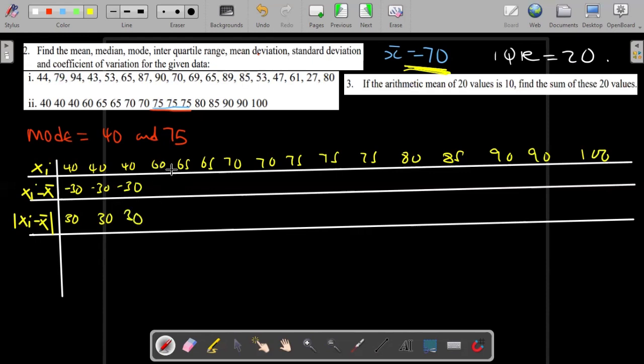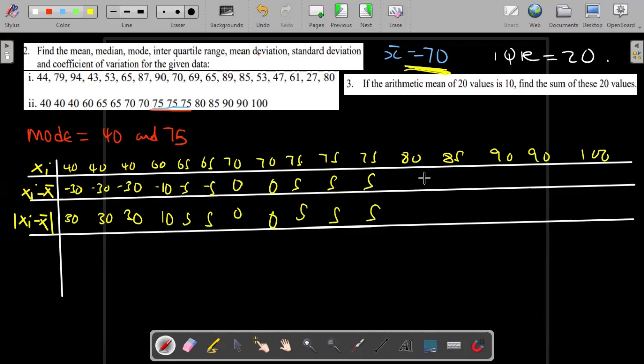And then here it's 60 minus 70. 60 minus 70 is minus 10. Then there to be 10. There to be 65 minus 70, which will just be minus 5. There to be 5. There minus 5, there 5. And then 70 minus 70 is 0, 0. Even here is 0, 0. Then 75 minus 70, we're going to get what? We're going to get 5. Even there to be 5, 5, 5, 5, 5.